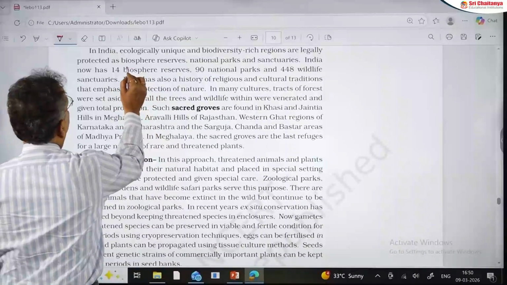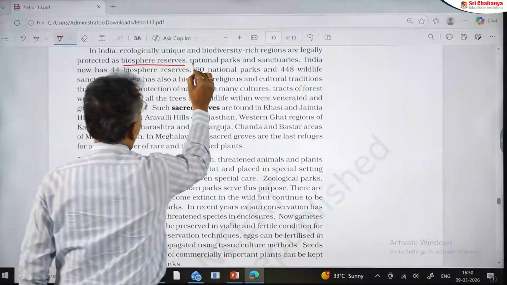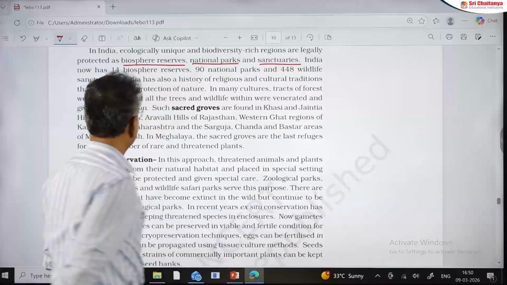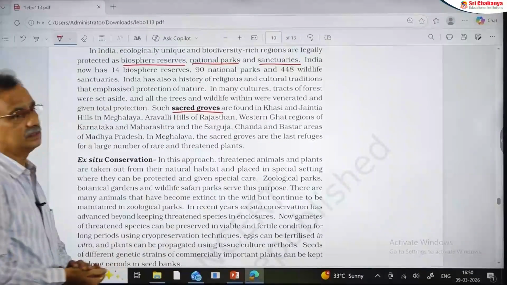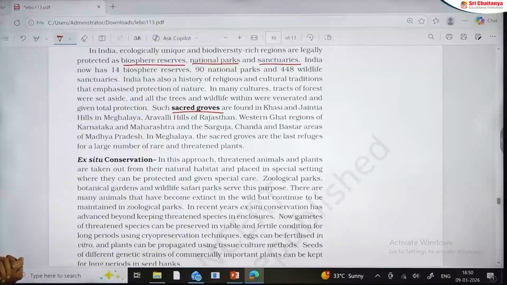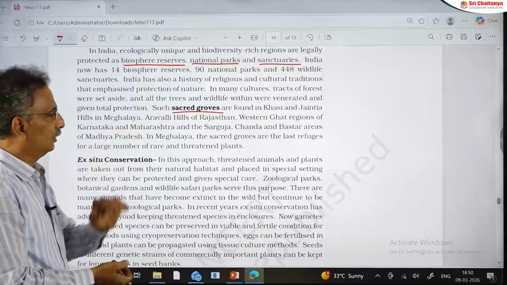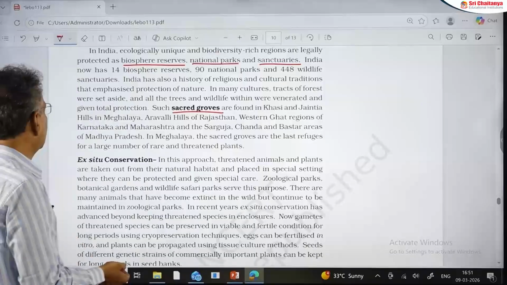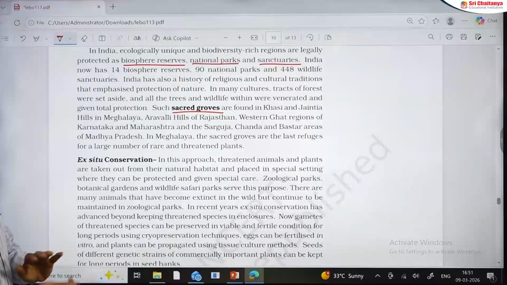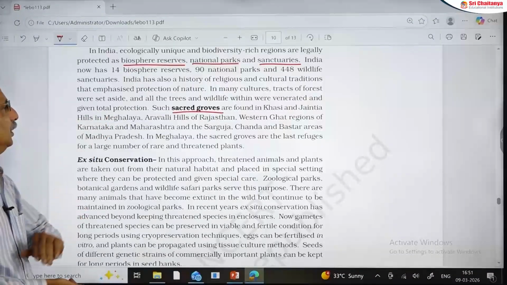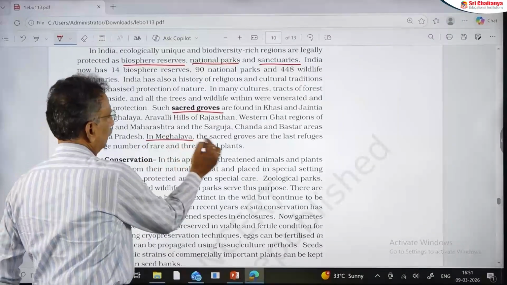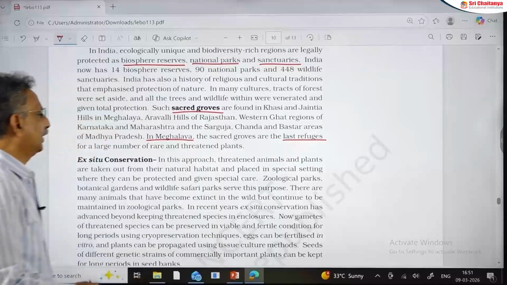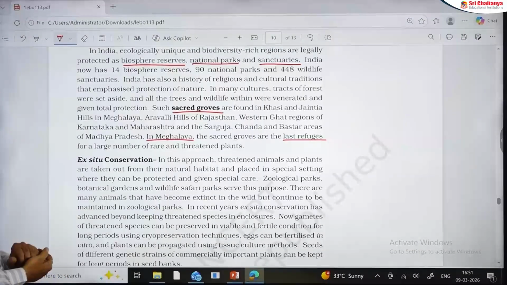Another one you have to take is biosphere reserves. Another is national parks and sanctuaries. And of course there is also sacred groves. These are all in-situ conservation where you can protect biodiversity. The number of national parks is 90, wildlife sanctuaries are 448, and there is a slight difference when compared to the summary. Sacred groves are there in Khasi and Jaintia Hills in Meghalaya, Aravalli Hills of Rajasthan, Western Ghats regions of Karnataka and Maharashtra, Sarguja, Chanda, Basar areas of Madhya Pradesh, and in Meghalaya. In Meghalaya, the last refuges for threatened plants are the areas wherein conservation happens.